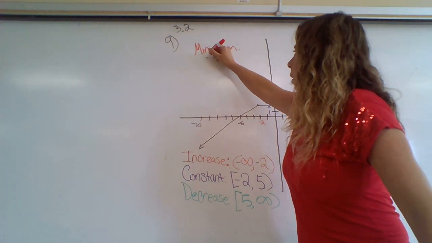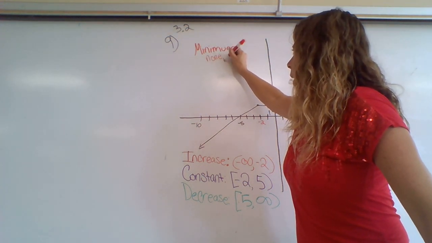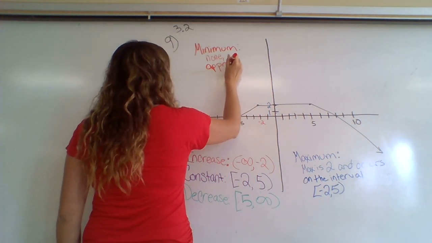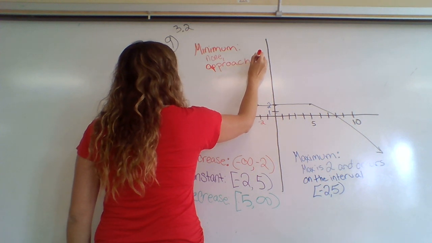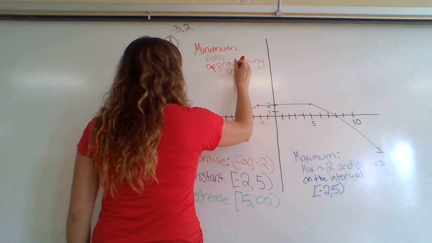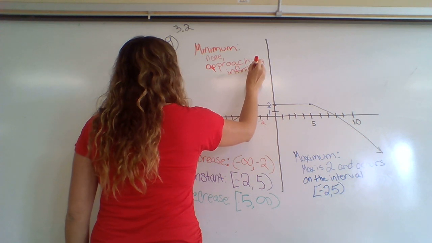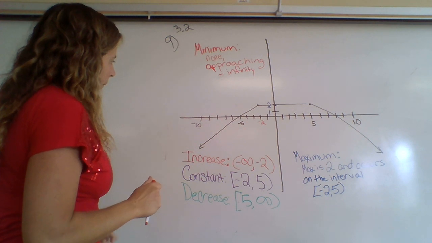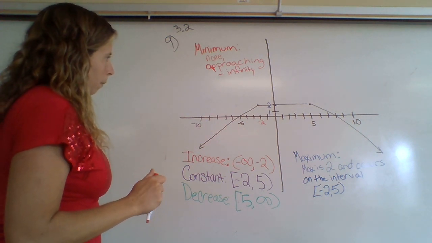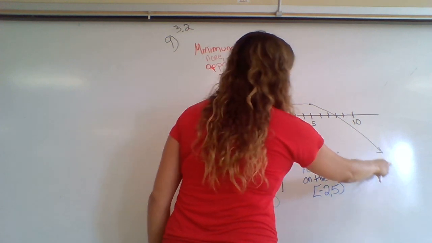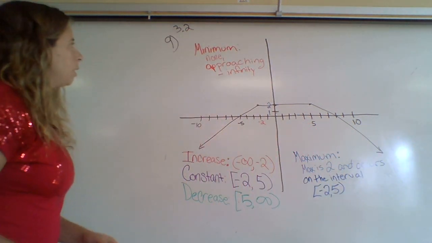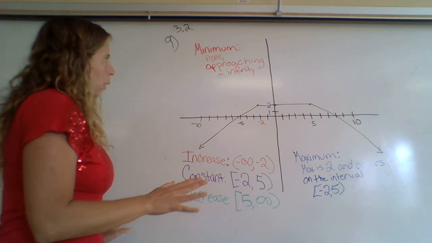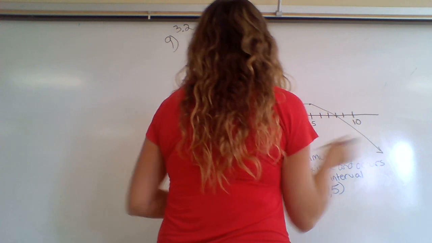Minimum, none. And then you can always say approaching, because we're never actually going to hit it, but we're approaching infinity. That's why there's no minimum. Well, approaching negative infinity when we're going this way. And also over here, we're approaching negative infinity. Okay, so there is no minimum because we're approaching negative infinity. Okay, after you erase, no, I guess I can do domain over here. We have a lot going on.